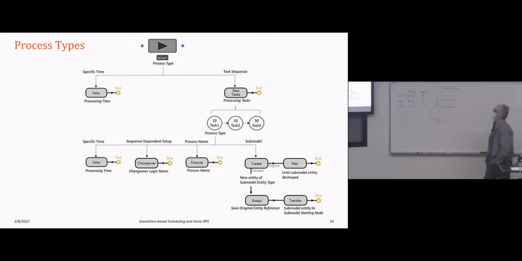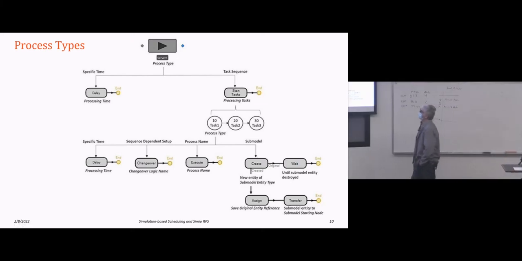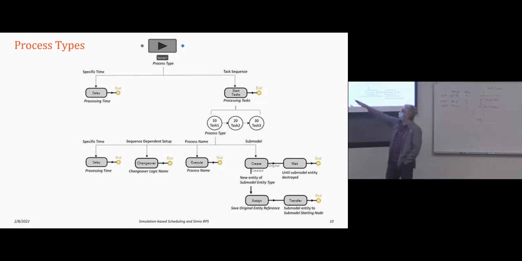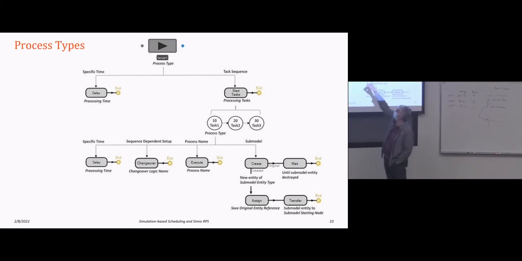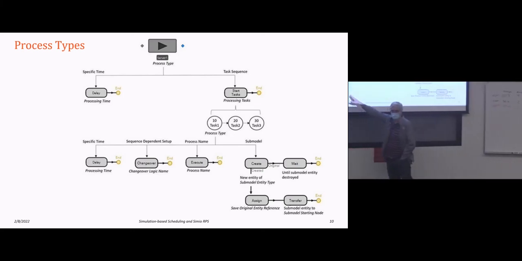Process type is one of four things. So specific time is something that we've seen a lot of, right? So up here, if you look at this taxonomy, if you look at a server, we had these two categories. We had specific time and task sequence, and we've always seen specific time before. But in task sequence, when you look at each individual task, it can also have a specific time.